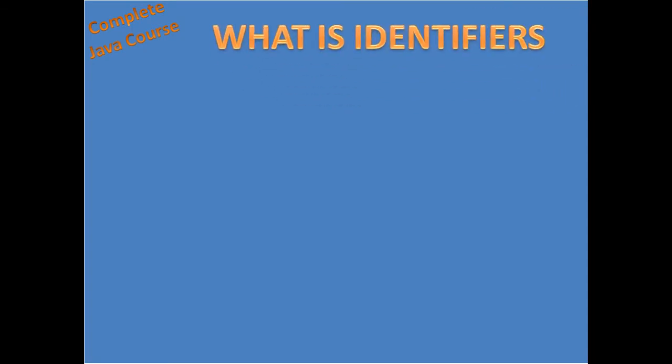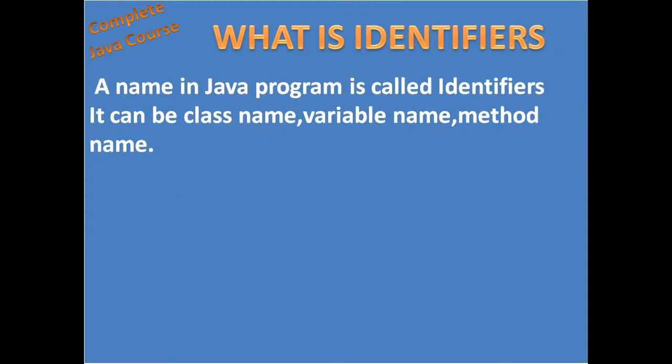Identifiers in Java. What is identifiers? A name in Java program is called identifiers. It can be a class name, variable name, and method name. So, in the Java programming language, if you are defining a class name, a variable name, or a method name, the name of anything in the Java program is called the identifiers in Java.